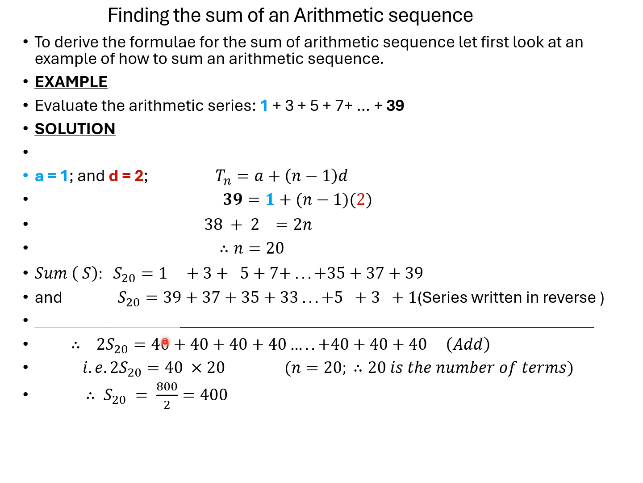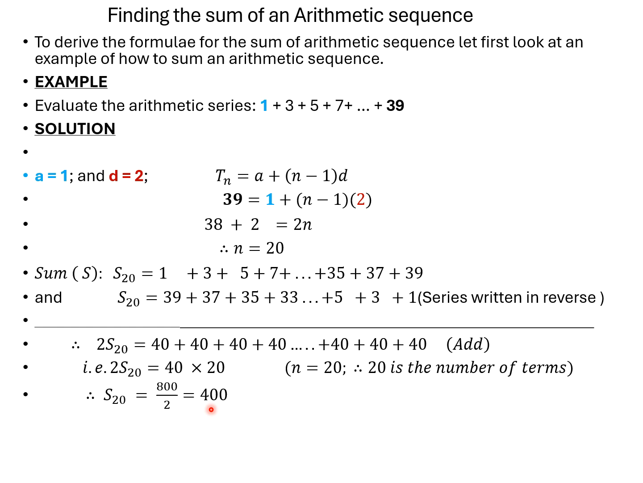1 plus 1 gives me 2. 1 plus 39, 40. 3 plus 37, 40. 5 plus 35, 40. 7 plus 33, 40. Same here at the end: 39 plus 1, 40. 7 plus 3, 40. 35 plus 5, 40. So I'm adding 40s, all right? But how many 40s am I adding? I'm adding 20 40s because I had 20 terms. So I can say 2 times the sum of 20 terms equals 40 times 20, which gives me 800. And then 800 divided by 2 equals 400.